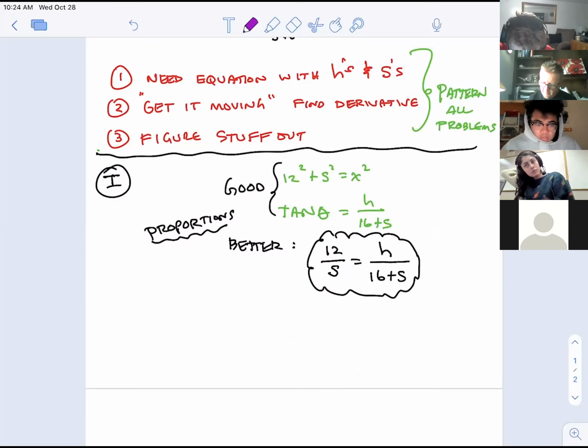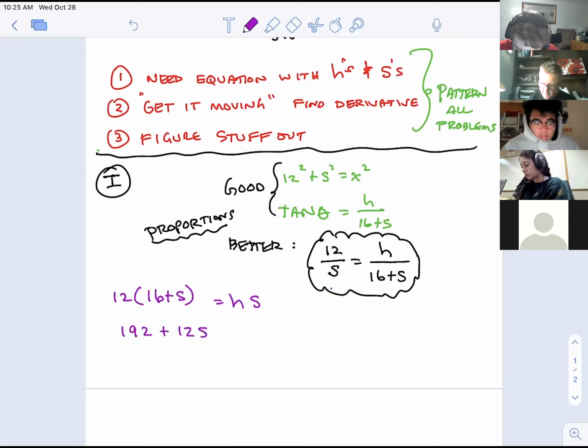So that would mean the H will get multiplied by S. And on the left side, it will cancel. And then I'm going to multiply both sides by 16 plus S. So the 12 will get multiplied by 16 plus S. And when I multiply it on the right, it will cancel. And I don't even like that multiplication, so maybe I'll multiply it out. Let's see, what is 12 times 16? It is not 12 times 6. It is 192. 192 plus 12S equals HS.